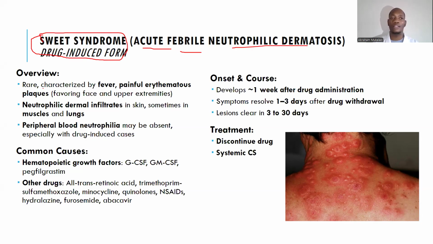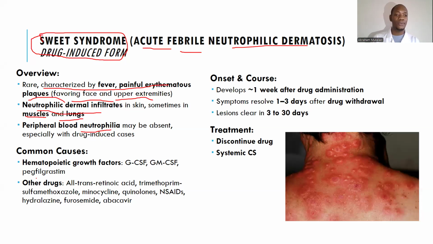So in this case, it is a little bit rare, and someone will have a fever, painful erythematous plaques. Usually they'll have it in the face and then the upper extremities, but also seen on the back and neck. And someone will have a neutrophilic dermal infiltrate in the skin. Sometimes they can go into the muscles and lungs. So in the peripheral blood smears, we will also see increased neutrophilia, or sometimes may also be absent, especially if the cause is drug.